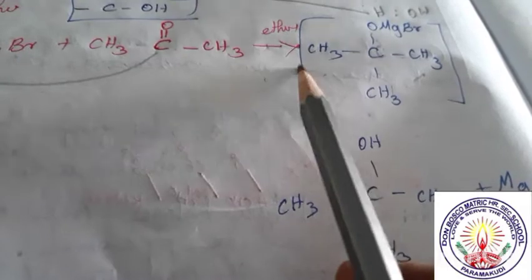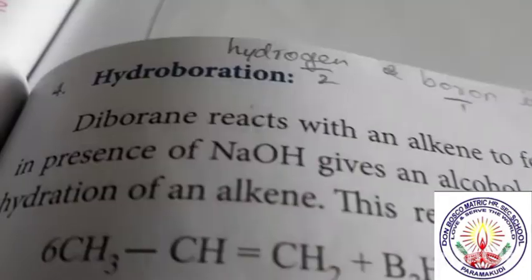After hydrolysis takes place, CH3 and the hydrogen combines with oxygen, so we are getting OH and remaining is this OH, and this OH combines with this MgBr and MgOHBr. This is a tertiary alcohol. By Grignard reagent we are getting the tertiary alcohol.